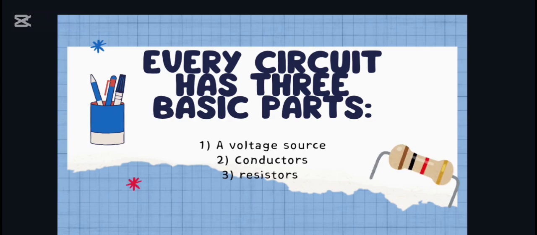Every circuit has three basic parts. First, a voltage source, like a battery that pushes electrons. Second, conductors, usually wires that carry the current. And third, resistors, components that use up or limit the current.